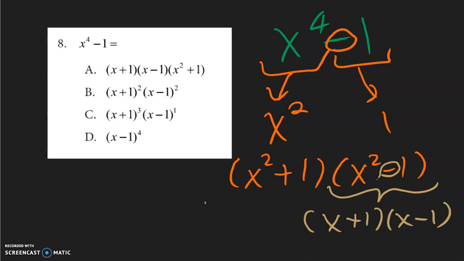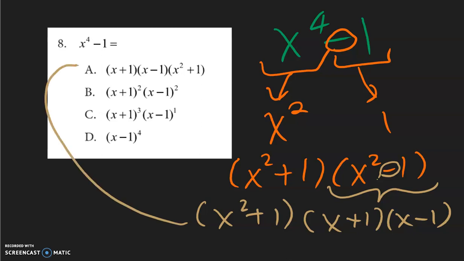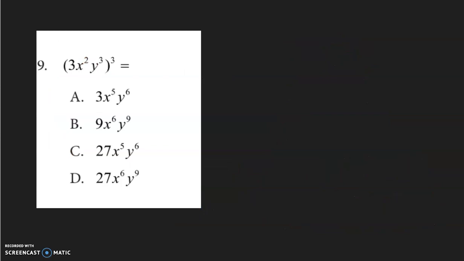And we're just going to copy down the x squared plus 1 here. And so that will be answer choice A. For number 9, whenever you have an exponent outside of the parentheses, we need to multiply the exponents. So for the base 3, we get 1 times 3, which is 3. For base x, 2 times 3, which is 6. And for the base y, 3 times 3, which is 9.